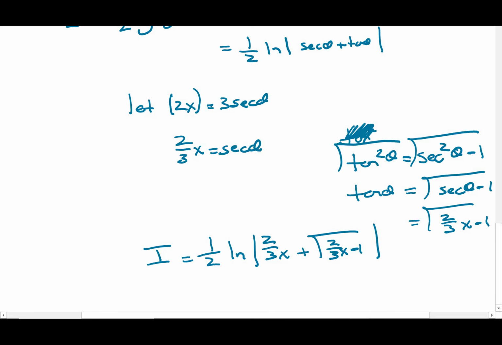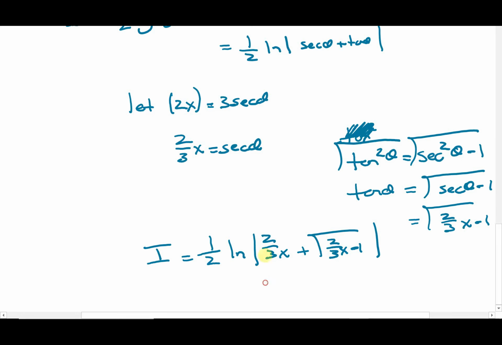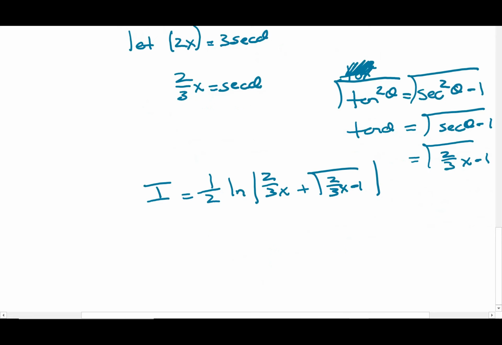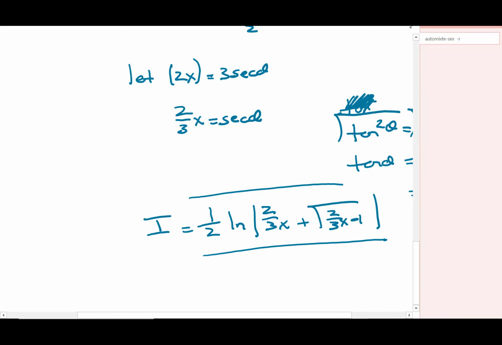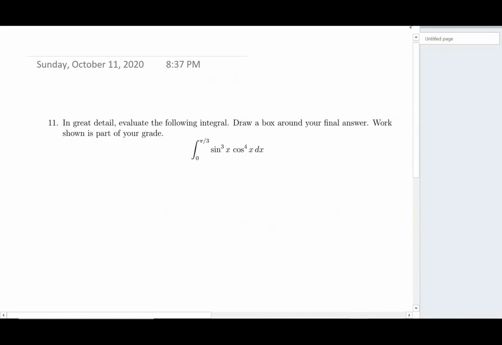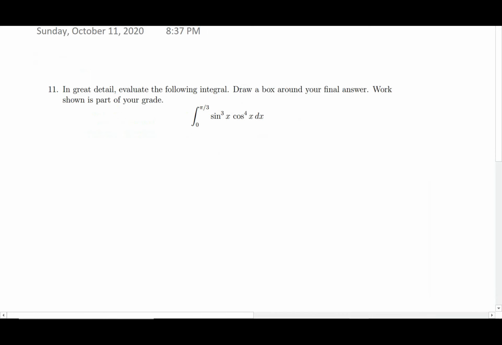So the key is we have to put it back. You could keep it in terms of theta, but typically you want to revert back to the original form and make it in terms of x. So we resubstituted back to get this form. So there's that problem. For the next problem, it says evaluate the following integral. Draw a box around the final answer. Okay. So with this one, we're evaluating the definite integral from 0 to pi thirds of sine 3x cosine 4x dx.